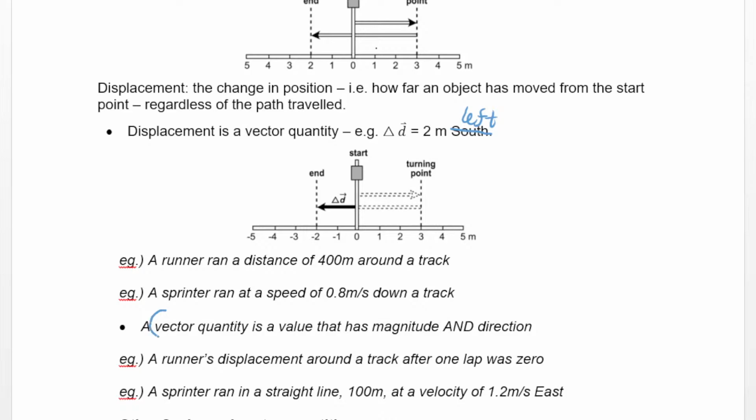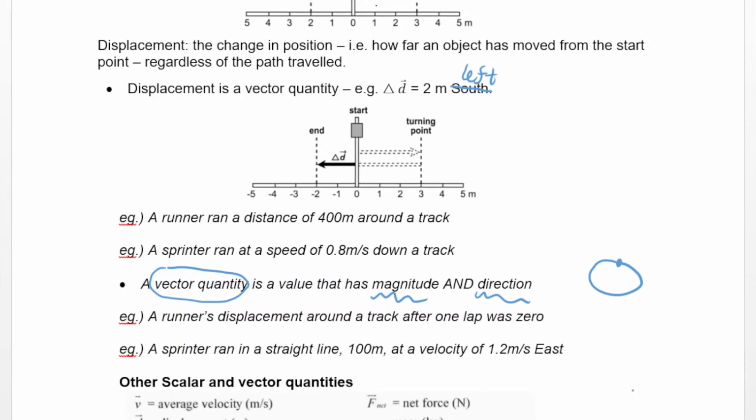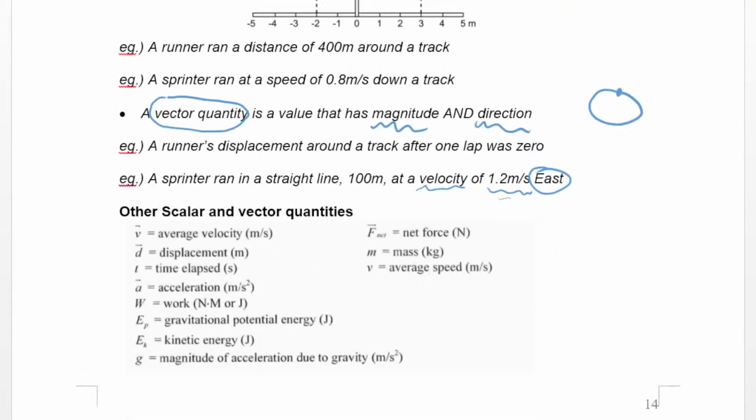Something specific, we call that a vector. A vector is something with a magnitude and direction. For instance, in the first scenario over here, somebody travels around a lap. You run all the way around, and the actual movement is zero. We'll take a closer look at that in a little bit. But a better example would be the concept of velocity, which we'll talk about in a little more detail. We'll say it's 1.2 meters per second east. So there's a number, a magnitude, and a direction. Okay, and here are some other examples of scalar and vector quantities.